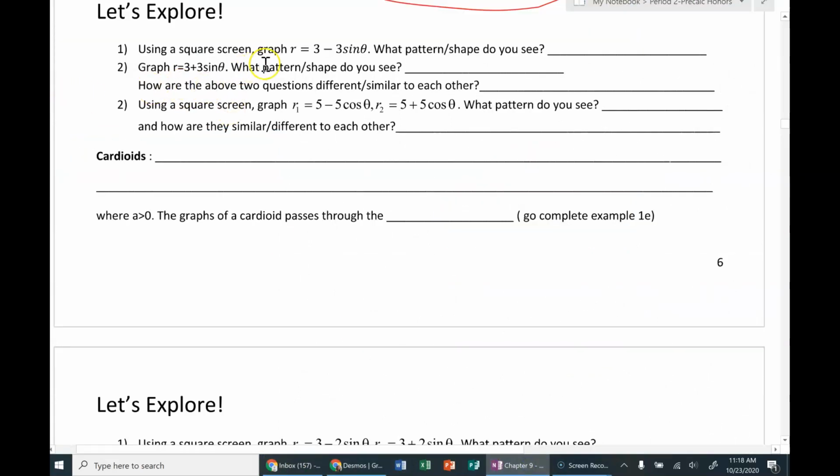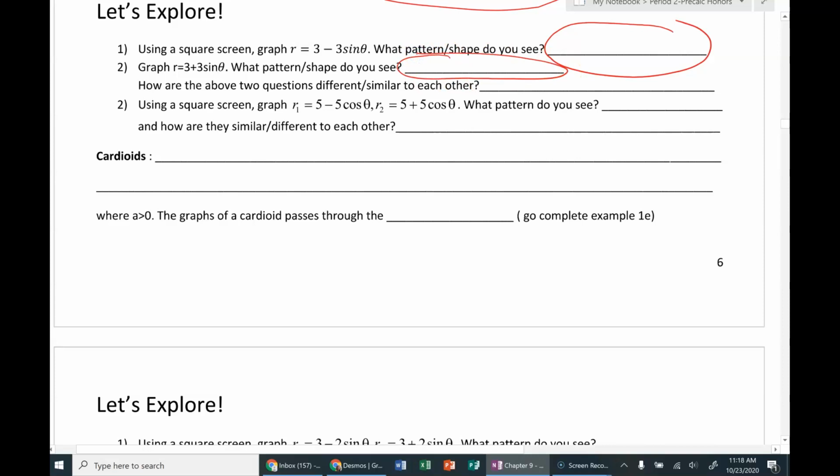Using a square screen, graph r equals 3 minus sine of theta. What pattern shape do you see? You can fill in that part on your own. To me, it looks like, okay, a peach, a nectarine, something like that. You can write whatever you want on there. So this is really what you see. Then number 2, I happen to also type that in for you. Also fill that out. That's something that you can do on your own as well.